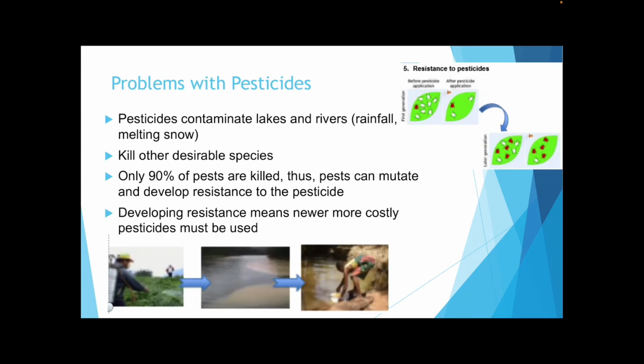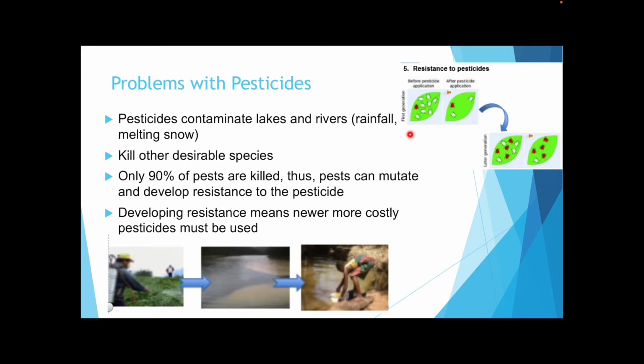As mentioned before, there are problems with pesticides. They can contaminate lakes and rivers by rainfall or melting snow. So think a pesticide is sprayed on a crop and then it rains, and this water then flows downland into a stream and can end up in a river or a lake. Another problem is that they can kill other desirable species, so they can affect species that we don't want to die. Only 90% of pests are killed, thus pests can mutate and develop resistance to the pesticide.